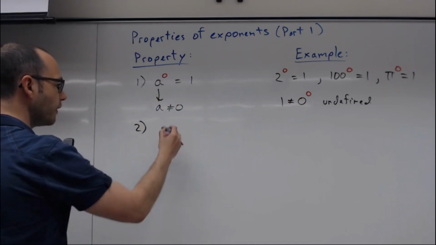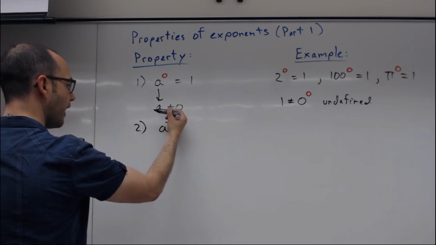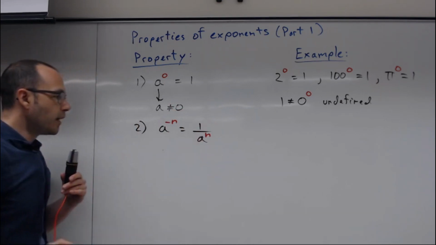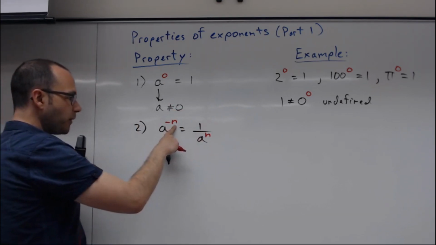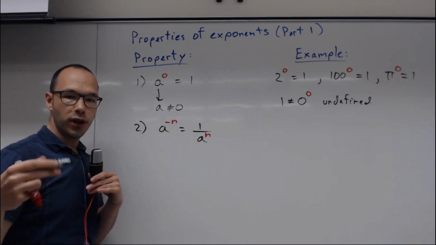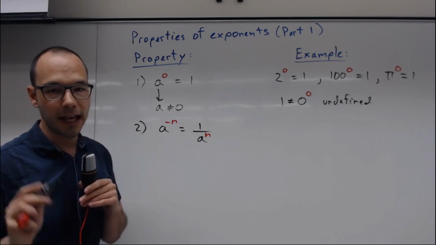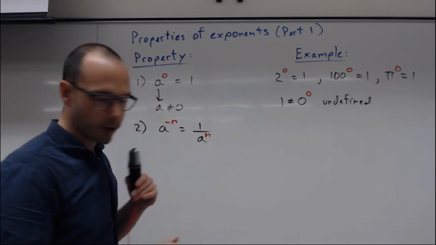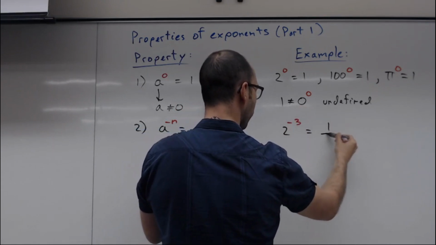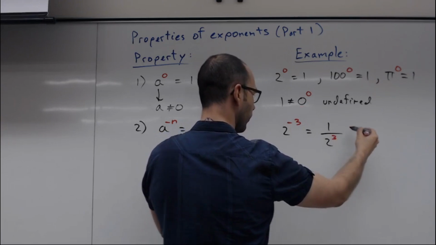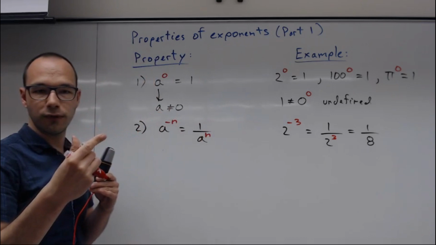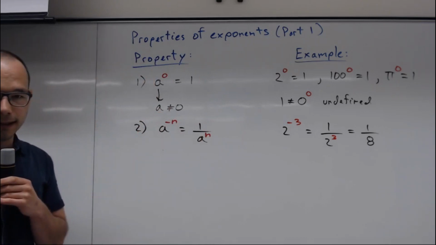Property number 2, if you have a to the power of negative n, it's going to be equal to 1 over a to the power of n. So whenever you have a negative exponent, what does that mean? It means that it's 1 over that expression with a positive exponent. Here's an example. So you're going to have 2 to the power of negative 3. This is equal to 1 over 2 to the power of 3, which is 1 over 8. 2 multiplied by 2 is 4, multiplied by 2 is going to be 8.